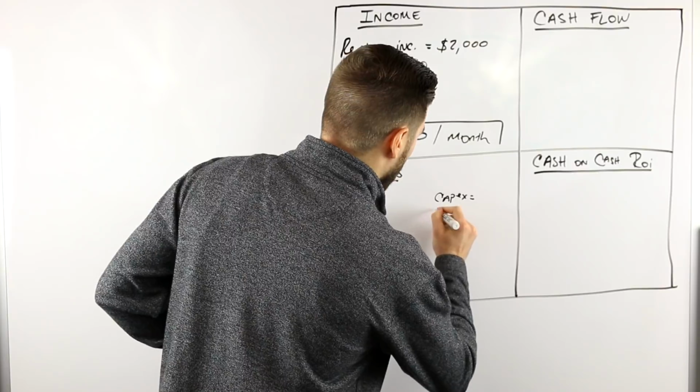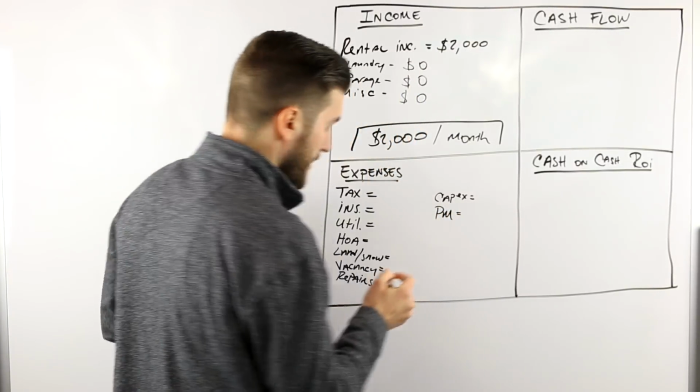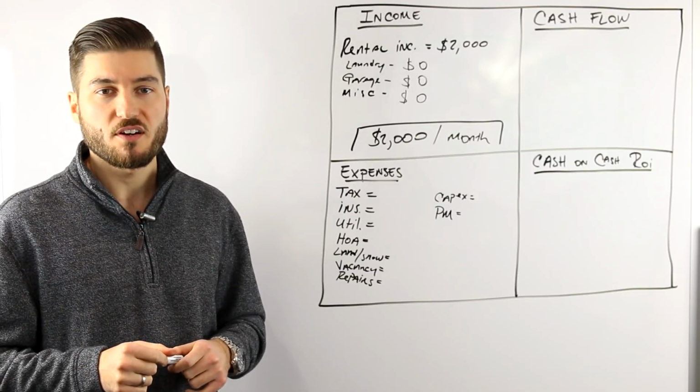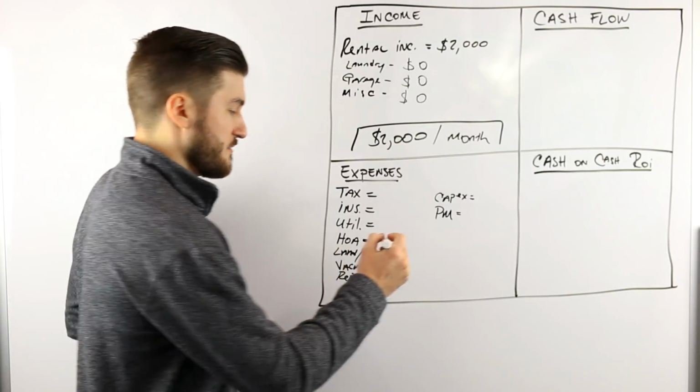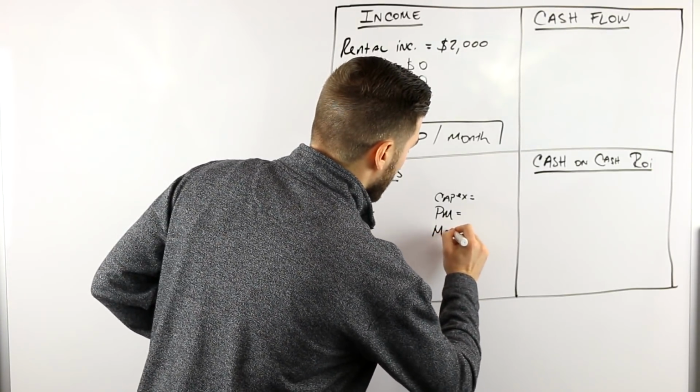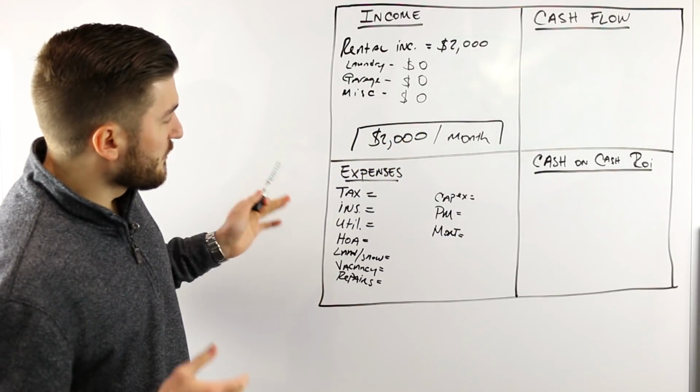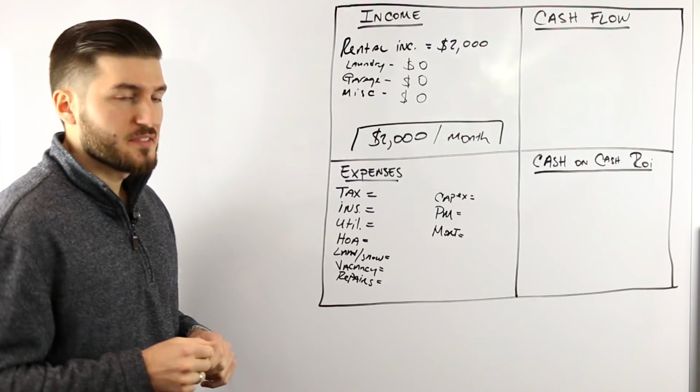Finally, we have PM, which stands for property management. This is typically 10% of whatever your gross rents are. And then you finally have the mortgage or debt service. So I'm going to go through and give realistic numbers for each one of these. Let's say that the taxes each month are going to be right around $150.